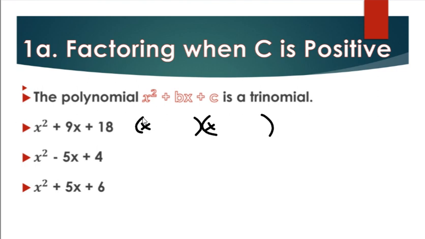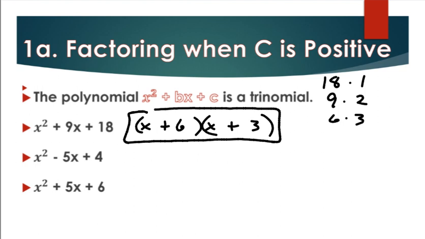Well, off to the side, 18 times 1 gives us 18, 9 times 2 gives me 18, 6 times 3 gives me 18. Those are the only ones that multiply to give you 18. But which ones of those, if you add them together, give you 9? Well, 6 plus 3 gives me 9, so I know that it's x plus 6 and x plus 3, because 3 times 6 is 18, and 6 plus 3 gives me 9. So this would be my factored trinomial as two binomials.